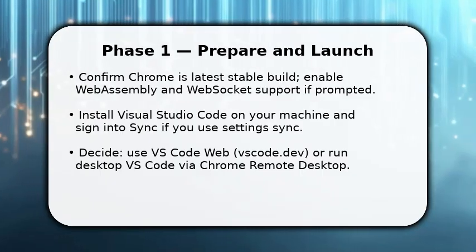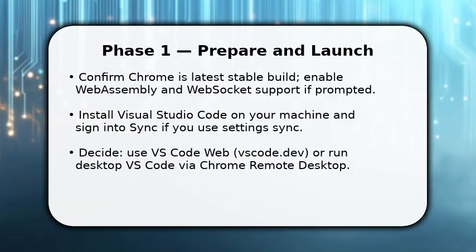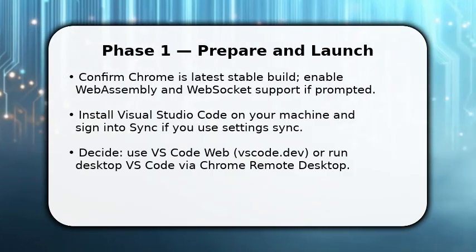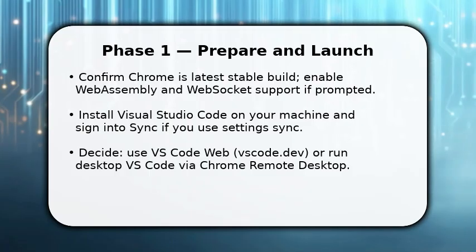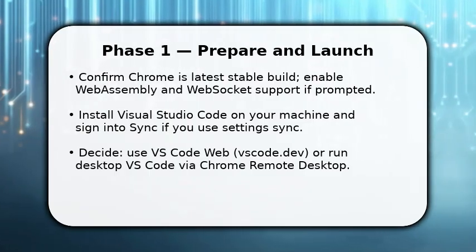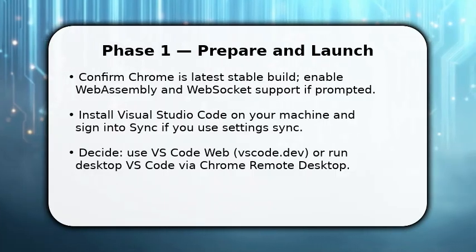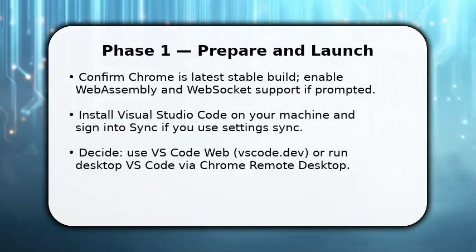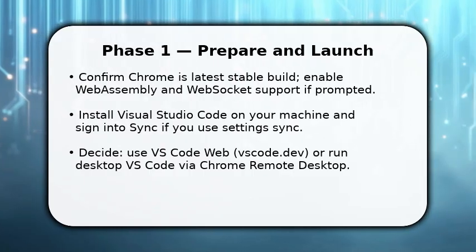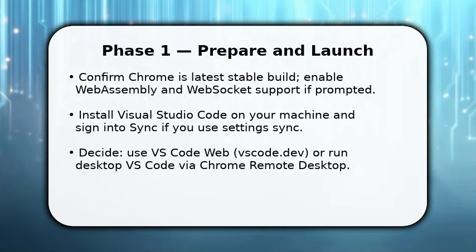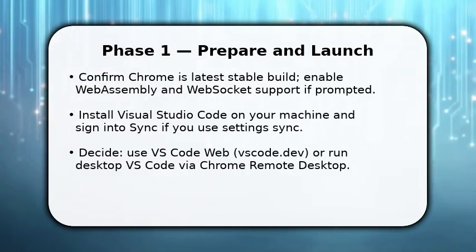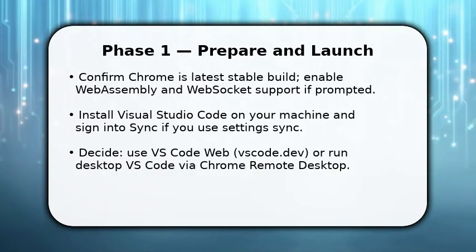You start by choosing the fastest path: either open VS Code.dev in Chrome for immediate editing, or prepare to remote into your desktop VS Code. Once done, make sure Chrome is updated and WebAssembly is available, because the web version relies on modern browser features. If you prefer the desktop app, install Chrome Remote Desktop and enable remote access. This gives full extension support.